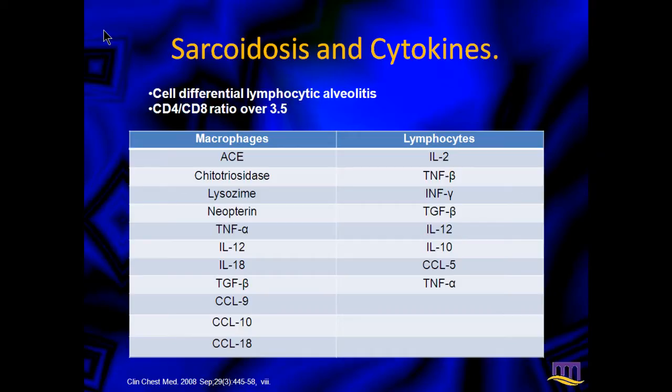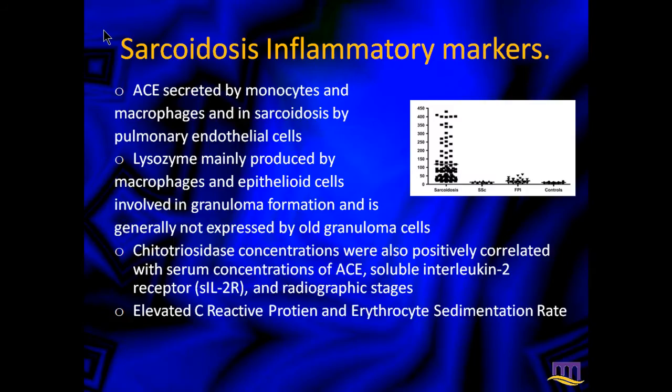As I mentioned, some inflammatory markers have been tested. ACE is one of them. It's secreted by monocytes and macrophages. It can also be secreted by pulmonary endothelial cells. This is a little graph from a study showing how patients with scleroderma or other diseases have lower levels, but certainly you can see patients in the sarcoidosis group right here who have low ACE levels, so it's difficult to just take that as a marker.